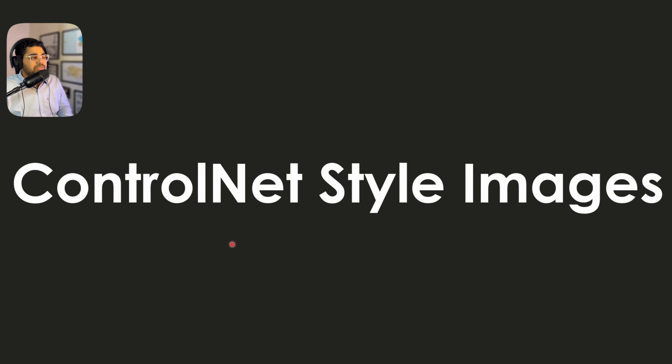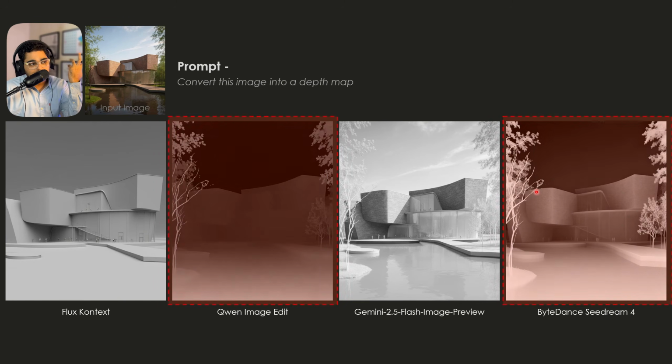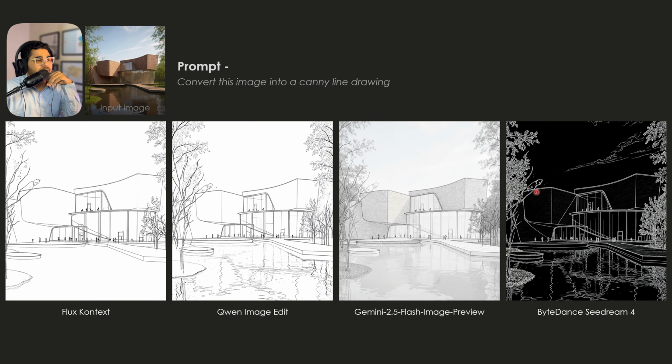Coming to the next test, which is ControlNet style images. I think I read in the QwenImage paper, and I also read somewhere else, that these models can generate ControlNet type images. So I was like, why not try that? So I used the same image. Now here I'm saying convert this image into a depth map. And clearly you can see only Qwen and Seedream have generated a depth map. So in this case, they win. The next one is a canny line drawing. Again, in this case, the win clearly goes to Qwen and Seedream. So if you're looking to work with ControlNet type of images, QwenImageEdit and Seedream will be your go-to option.